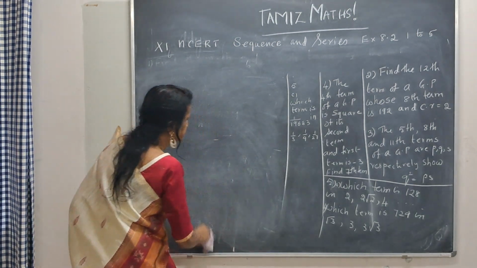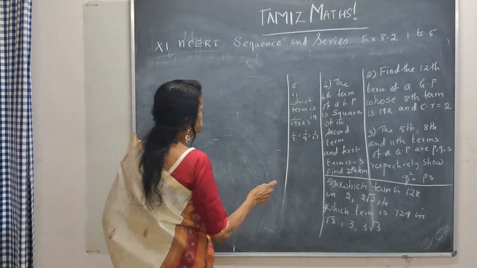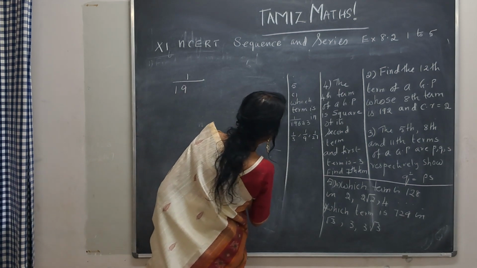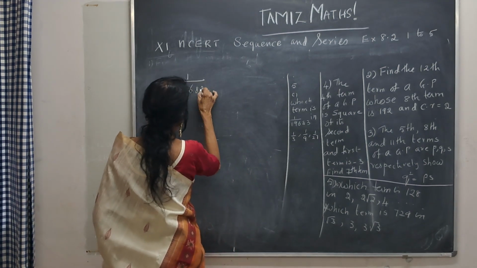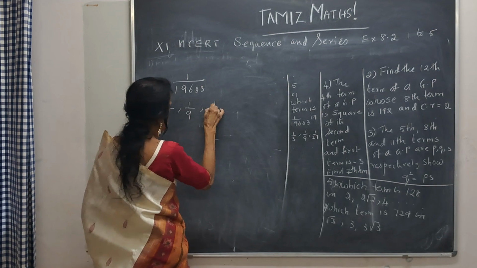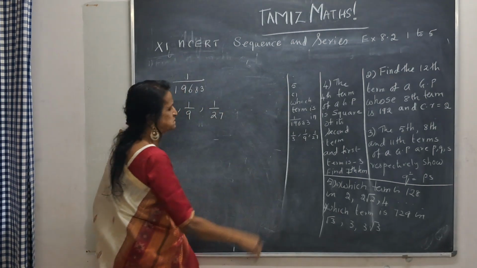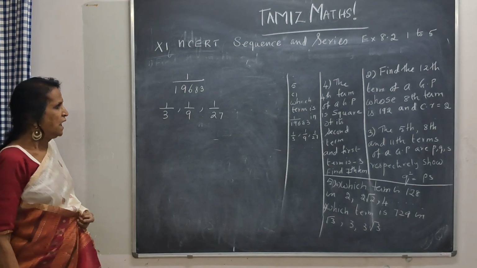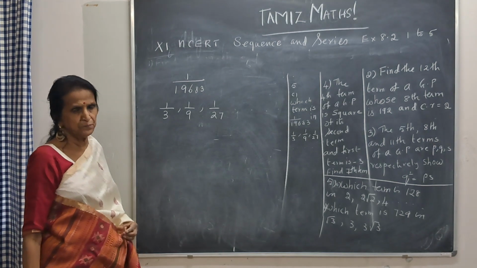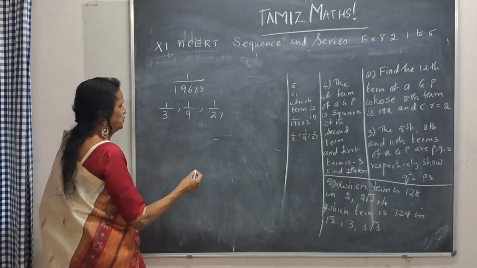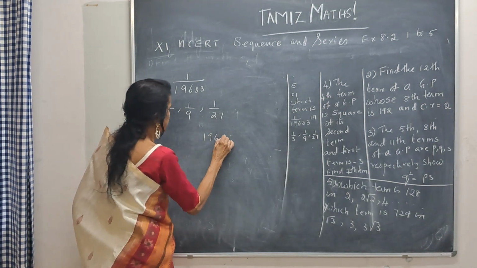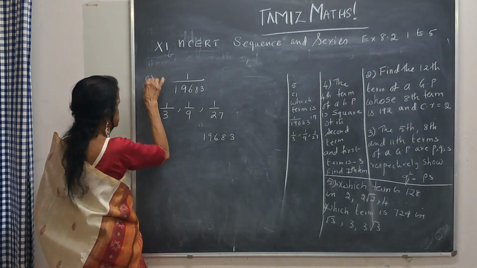Subdivision C. Which term is 1 by 19683 in the series 1 by 3, 1 by 9, 1 by 27 and so on? Please understand, I have to write 19683 as 3 power something. Okay? How will you do that? All of you know that, but still. 19683. This is subdivision C.